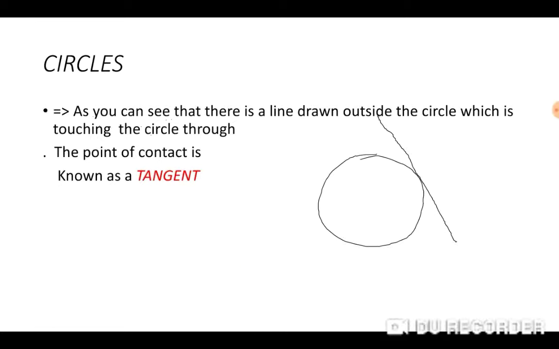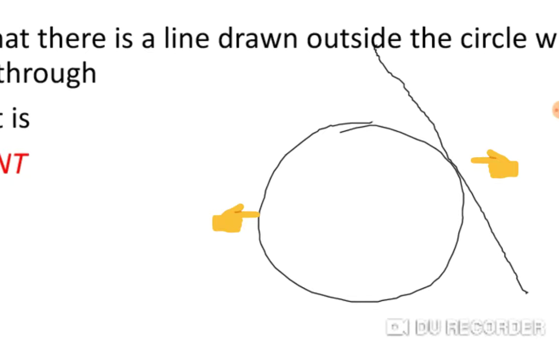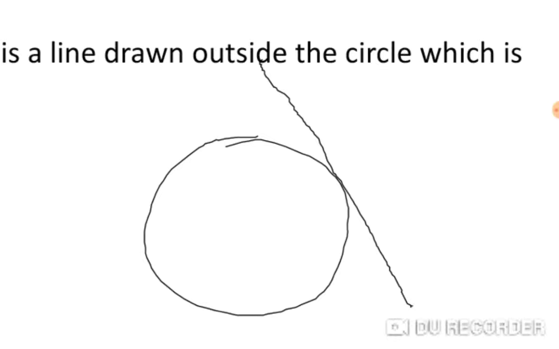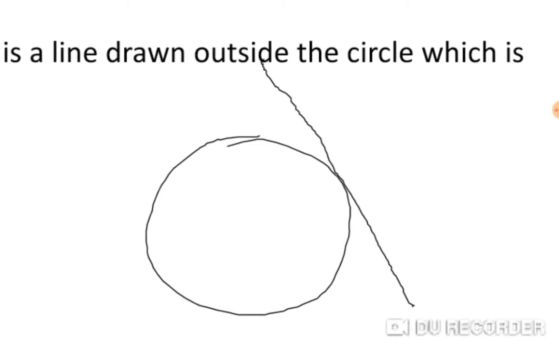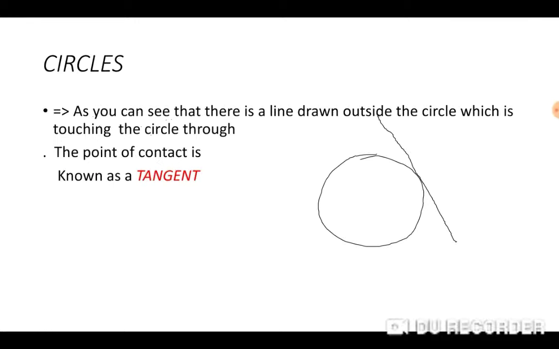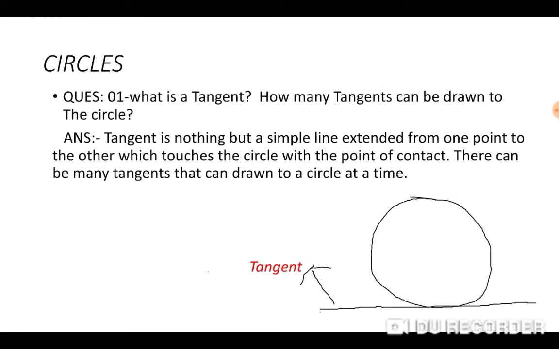Now as you can see, there is a line drawn outside the circle which is touching the circle through the point of contact, and it's known as a tangent. For this, we're going to refer to the diagram again. Here's a circle and a line drawn, and the circle and the line are touching somewhere, and that point of touching or meeting is called the point of contact. Now let's move to the next point.